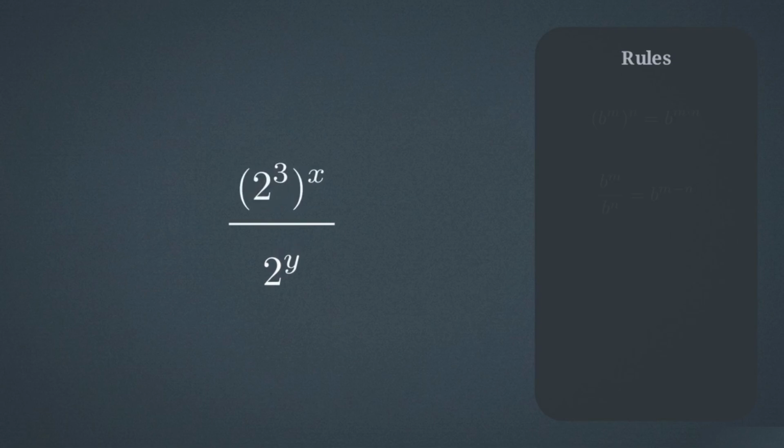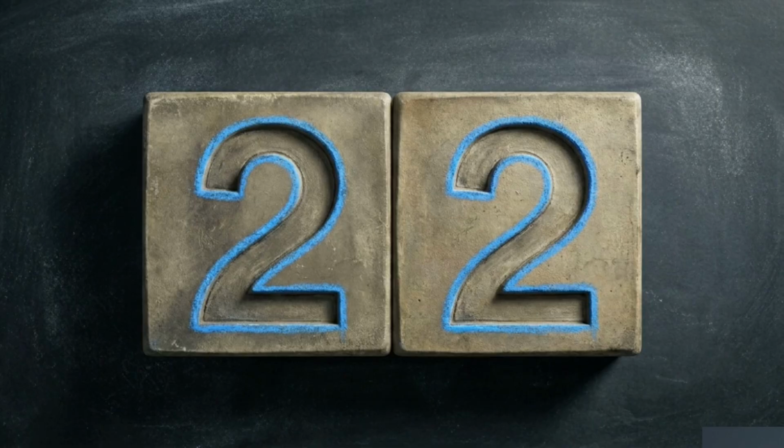Our top term becomes 2 cubed, all raised to the power of x. To clear these parentheses, we apply our power of a power rule. We multiply the exponents together, 3 times x, giving us a numerator of 2 to the power of 3x. Now that we've established a common base of 2, the fraction is ready to be simplified.